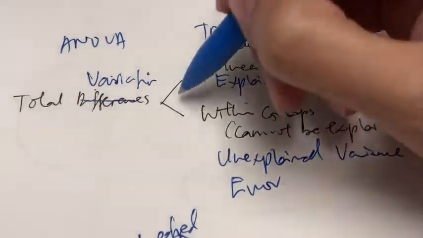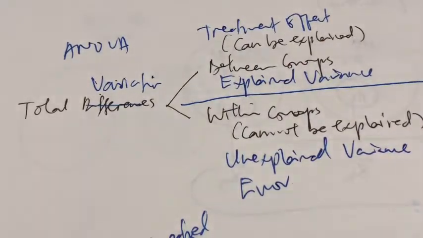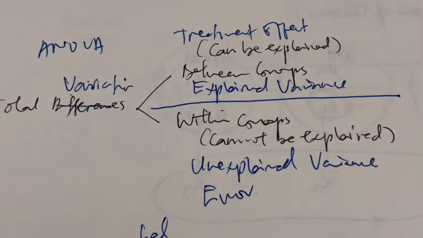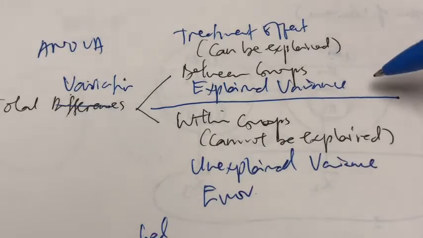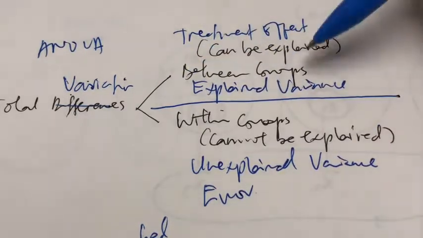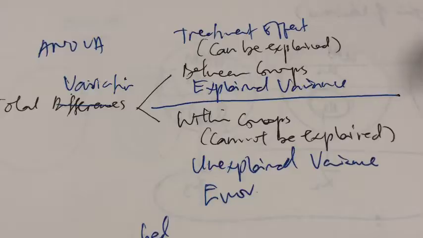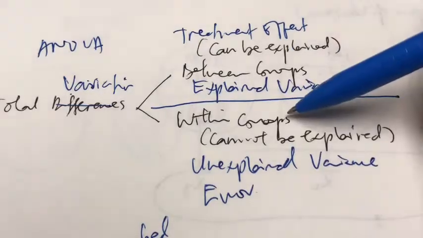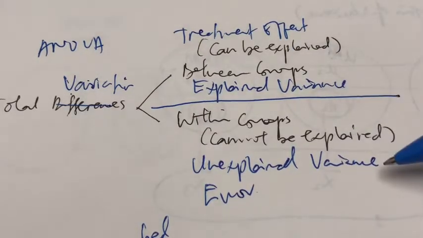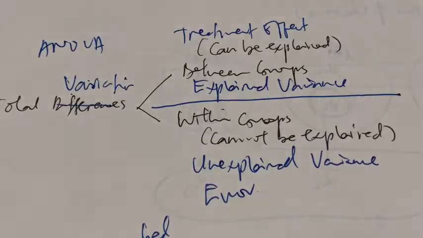So here, as you can see, the terms mean the same thing. Differences that can be explained are called explained variance, or between groups differences, or treatment effects. Whereas variations or differences that cannot be explained are called within groups differences, unexplained variance, and error. Having learned about the history of ANOVA as well as the origins of the terms important in ANOVA, now it's time to learn about the formulas used.